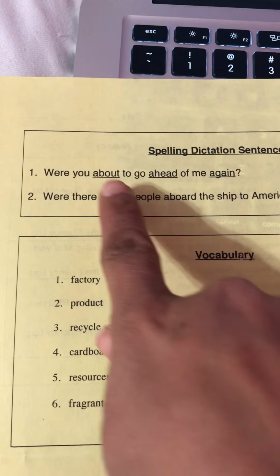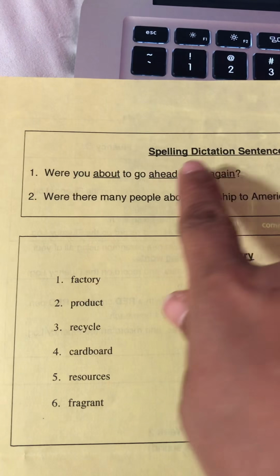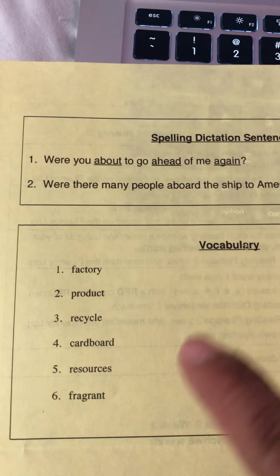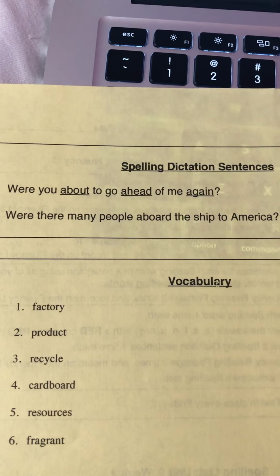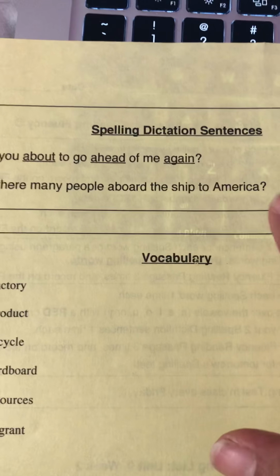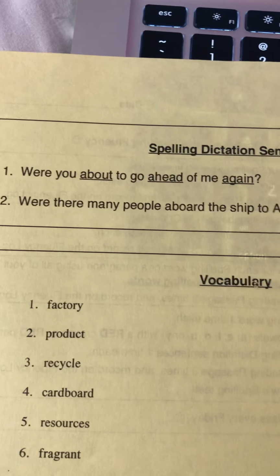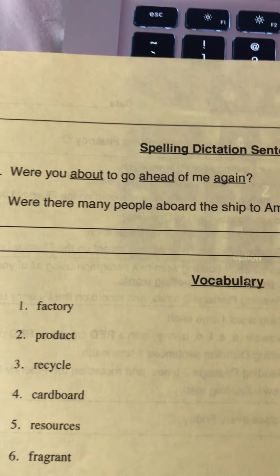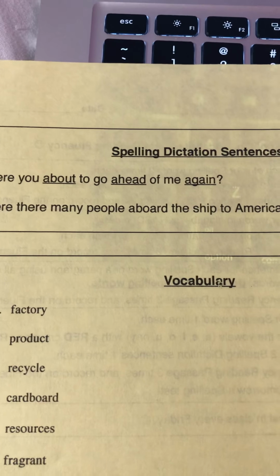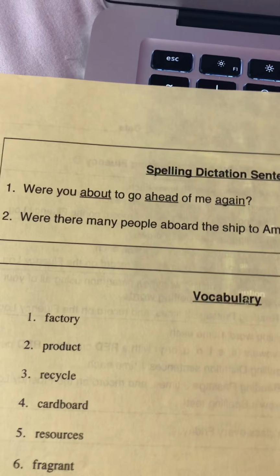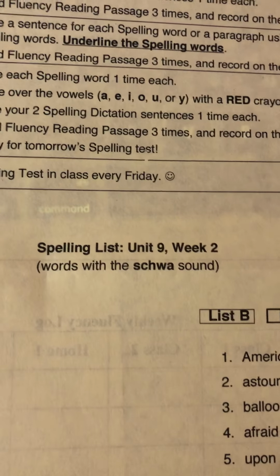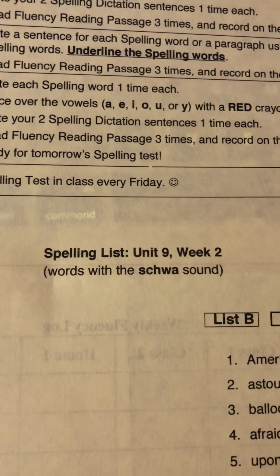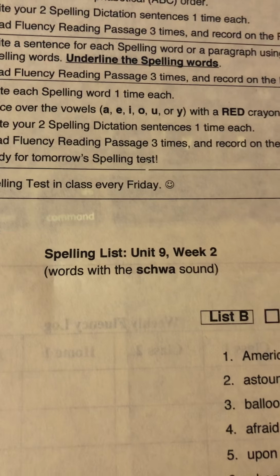And again, the words that have the schwa sound are words from your spelling list. Okay, number 2, were there many people aboard the ship to America? Again, it's a question. It's asking something. Okay, were there many people aboard the ship to America? Okay, so now remember, this is our spelling list for this week, and the focus for the spelling words are words with the schwa sound.